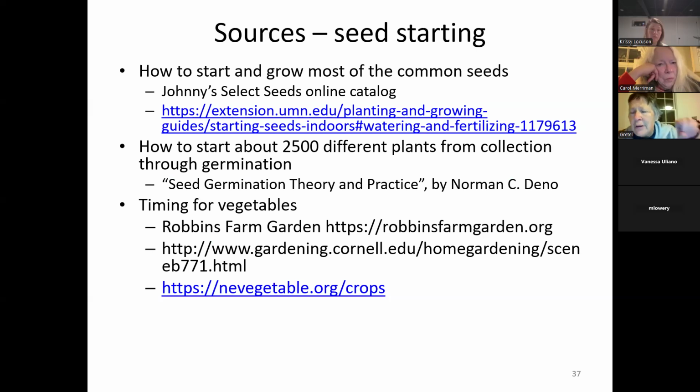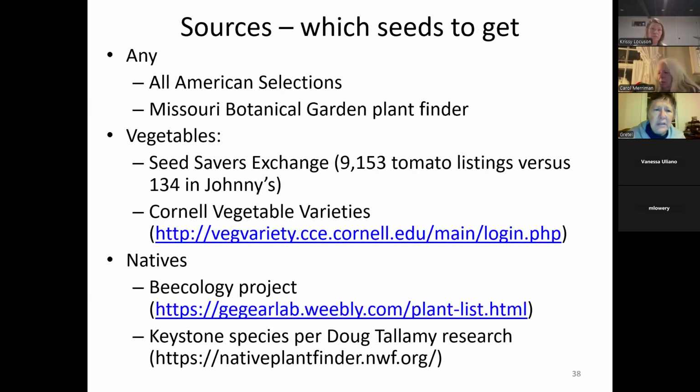When you're doing vegetables, Robin's Farm Garden has a great schedule that they publish online every year. So if you want to know when to start your broccoli, it's in there. Cornell Home Growing and New England Vegetable Org are both listed here, so I'll tell you about that in a minute. All American Selections and Missouri Botanical Garden are great sources in general, not a lot to do with seed saving. I've talked about Seed Savers Exchange. I want to talk about these last two and then the next slide, and then I'm done. So one question that comes up a lot is what should I save seeds of or what should I grow?